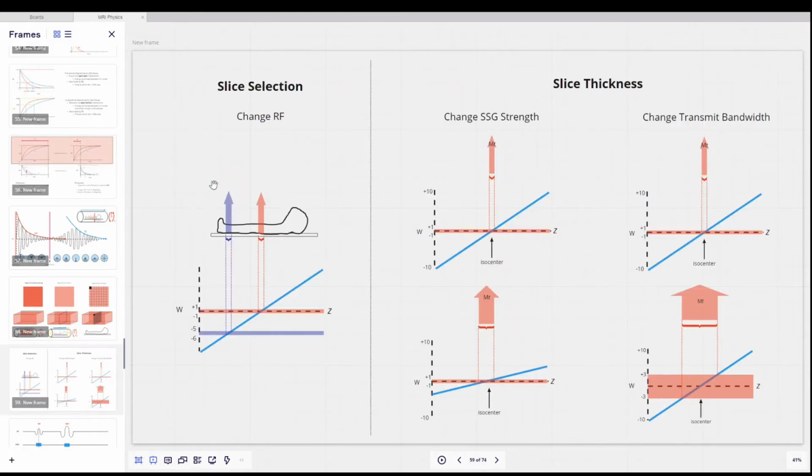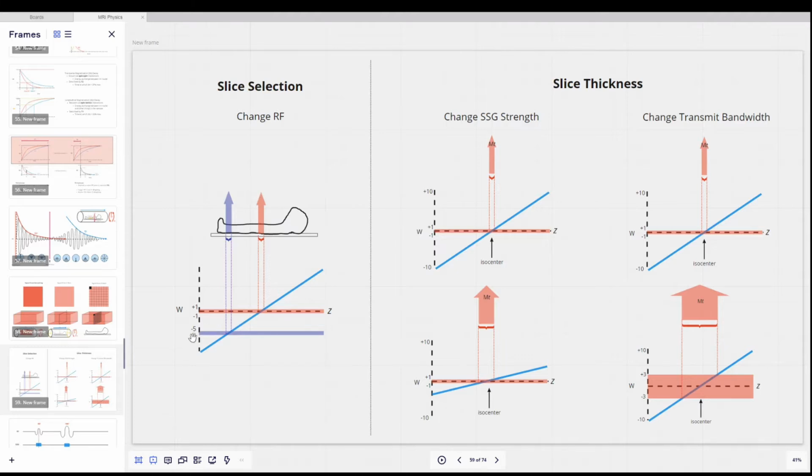And this is just summarizing the ideas of slice selection again, right? So just review a couple of concepts here. If we wanted to change what slice we're exciting, one way that we can do that is we can just change the parameters of our RF pulse, right? We've set our RF pulse to excite frequencies between +1 and -1, right? And that corresponds to this location on the patient. So these spins will be excited.